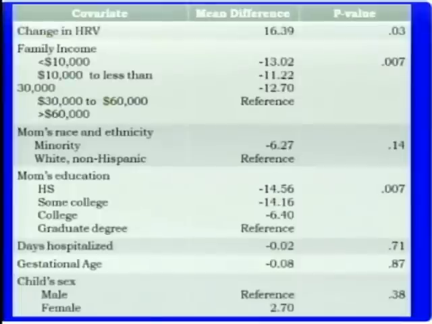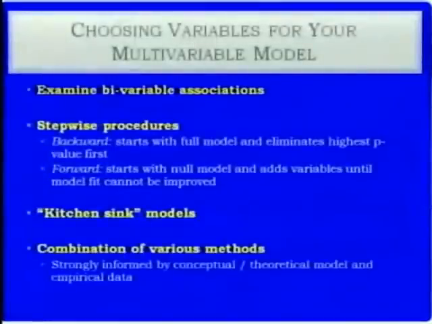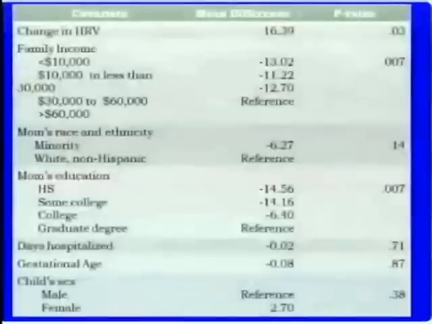So let's talk about how we move now from here to a full model that would still examine change in heart rate variability, but would control for all the important confounders, or potentially important confounders. So the first step is to examine the bivariable association. By looking at this, which are those that you think are haves for your multivariable model? Income and family education. How come?